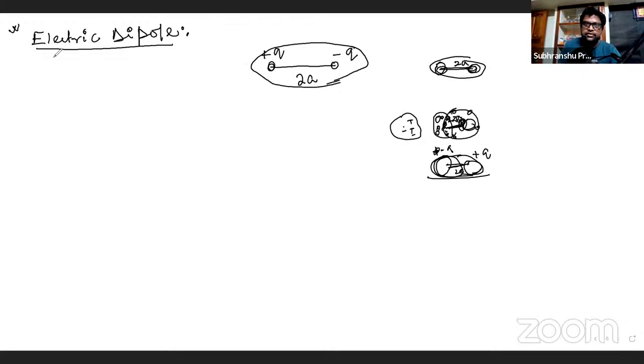This is your electric dipole. In electric dipole, we'll discuss two cases. These two cases are very important for the board exam and also other competitive exams like NEET and JEE. In NEET and JEE, MCQ type questions will come, and in boards, theoretical questions will come.